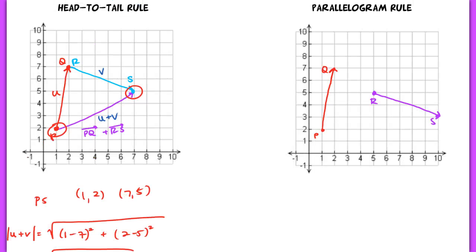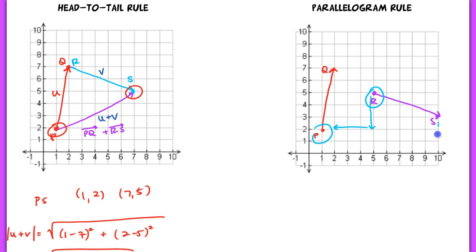Now for the parallelogram rule, we're going to start with the same two vectors. So I've got PQ and RS already drawn in. This time when I translate RS, I'm going to do it a little bit differently. I'm going to create a parallelogram. So I make these two vectors the adjacent sides of a parallelogram, which means I'm going to put the initial points together. So if I want to put this initial point over here, I need to translate this down 3 units and then left 4 units.